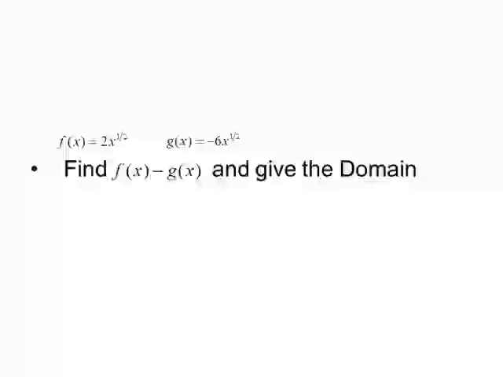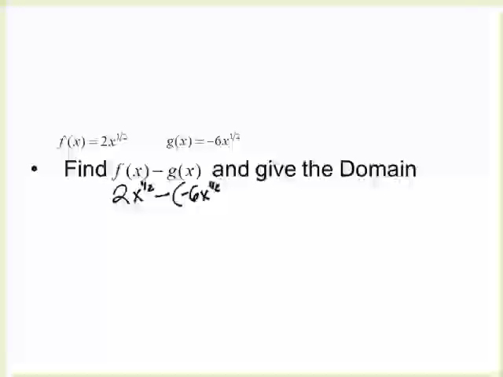For subtracting, we're going to say f is still, just like it was on the last one, 2x to the 1/2. G is negative 6x to the 1/2. Double negative, I'm really doing what? Adding. Combine up the like terms, and I get 8x to the 1/2.